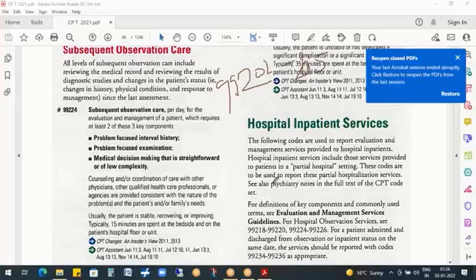Next one, critical care services. Critical care services: 99291 to 99292. 99291 to 99292.